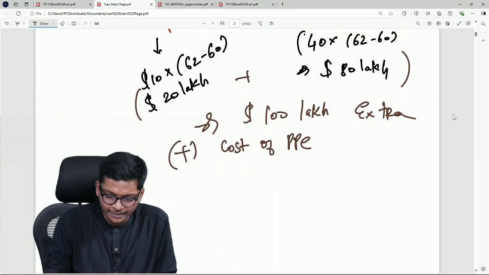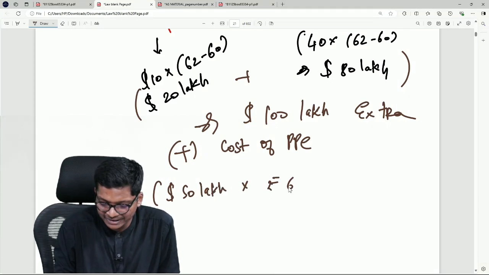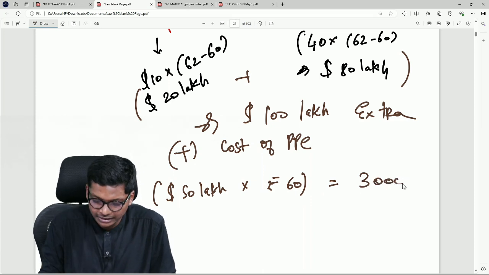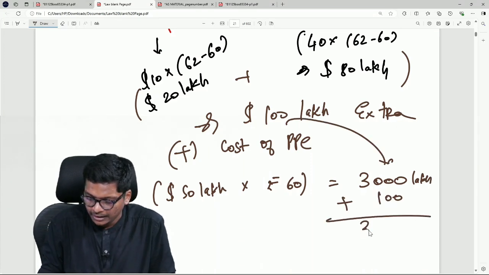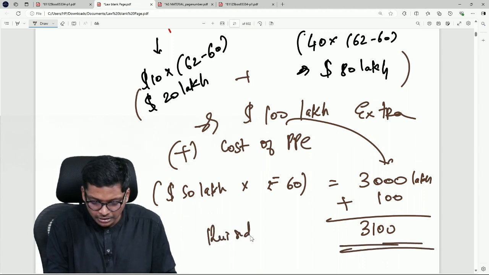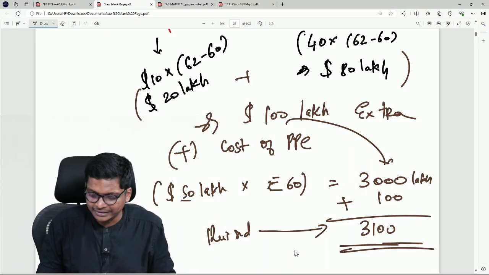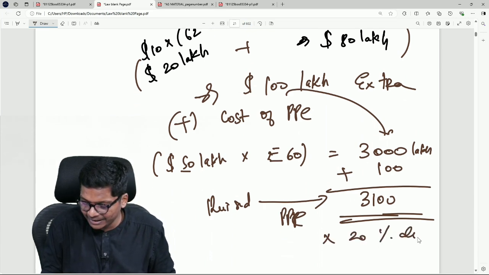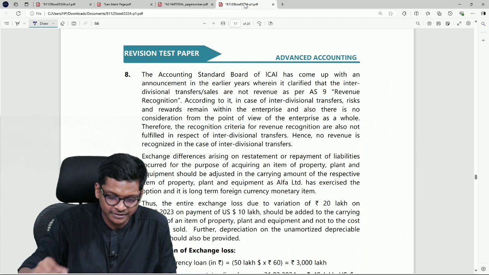So, that time when I purchased, it was 50 lakh into rupees 60, which will give me 3,000 lakhs. For this, now I will add this 100, it will become 3,100 lakhs, which is the revised, correct? 3,000, yeah, 50 lakhs into 60 is 3,000. Revised is going to be 3,100 value PPE. On this, I will provide 20% depreciation. Are you following, guys? Let's cross check this answer with the material.